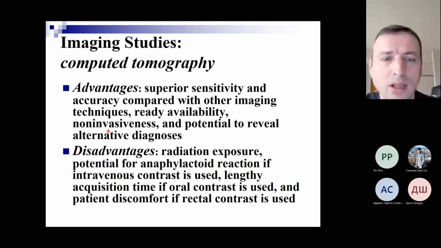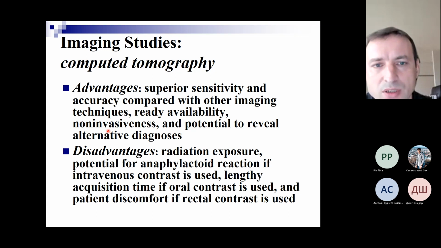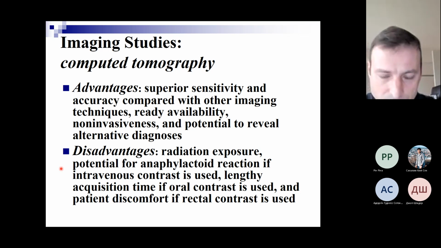The second level of investigation is computed tomography and MRI, which must be done with intravenous contrast. Advantages of this procedure are superior sensitivity and accuracy compared with other imaging techniques, ready availability, non-invasiveness, and potential to reveal an alternative diagnosis. The main disadvantages are radiation exposure, potential for anaphylactoid reaction if intravenous contrast is used, lengthy acquisition time if oral contrast is used, and patient discomfort if rectal contrast is used.